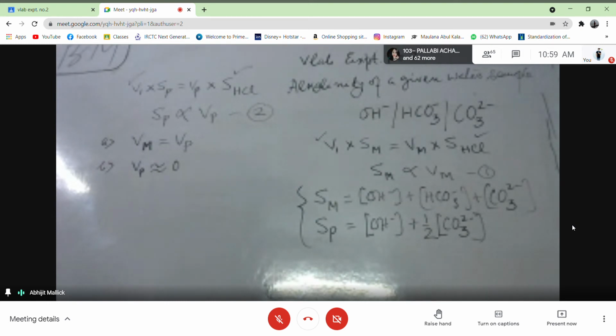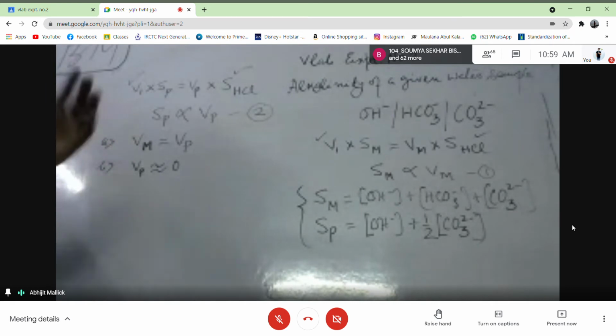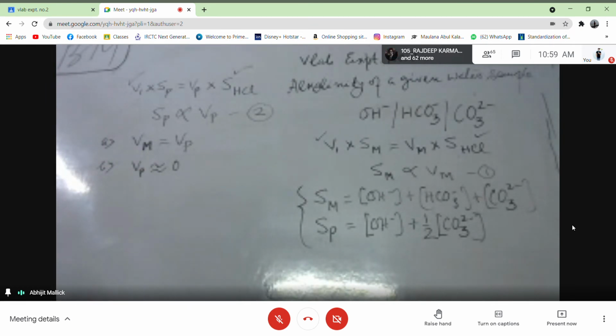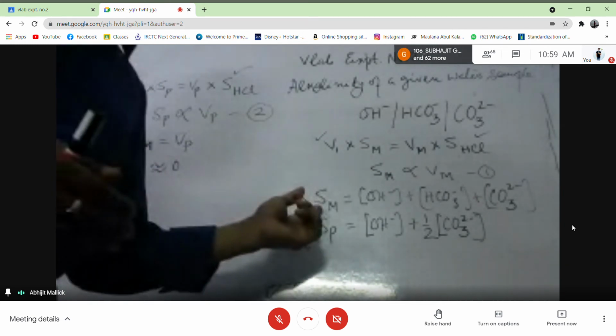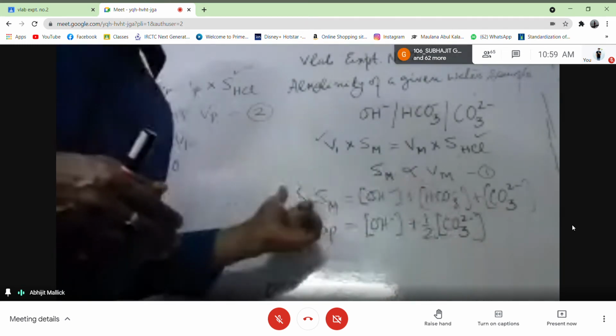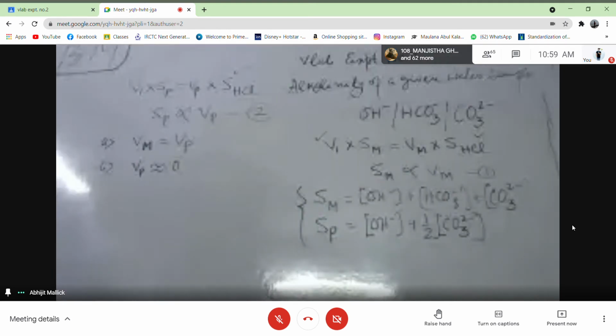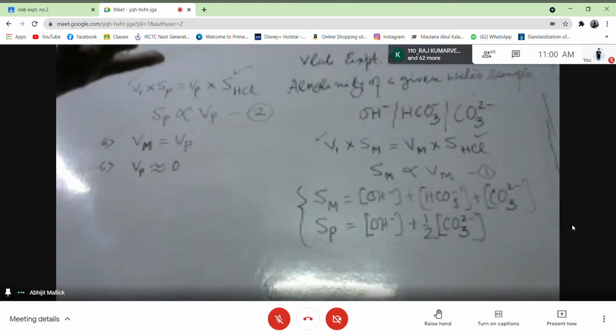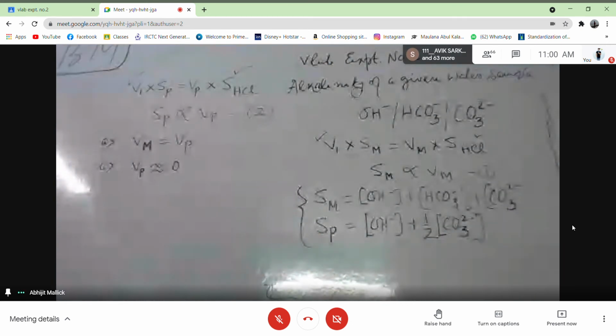See, conclusions can be made only when you are using two indicators. Now how do we get the individual concentrations? It cannot be obtained using methyl orange or phenolphthalein alone, so using table number 3 we will get SM. SM is directly equal to the concentration of bicarbonate ion. SM indicates the concentration of bicarbonate ion. So two indicators are required for our conclusions. To reach any conclusion, two indicators are required every time.